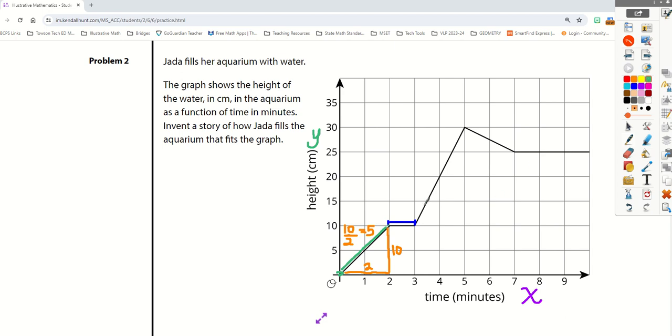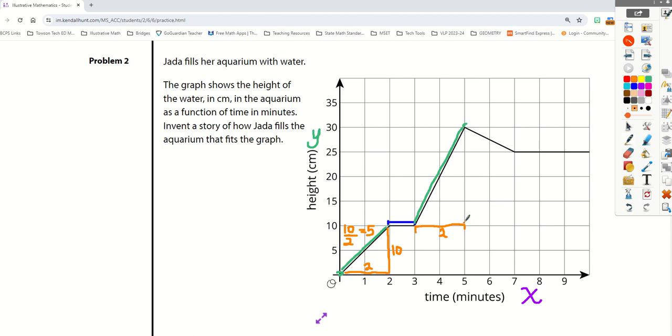But notice it's filling at a much faster rate. This line is much steeper than it was initially. She fills it to this point right here, the 30 centimeter mark. Okay, so how many minutes is this? Let's see what the slope is for this line. So we go from the 3-minute mark over to the 5-minute mark. That's 2 as well, just like the last time. See how it's a base of 2 minutes. We're going from 3 to 5.